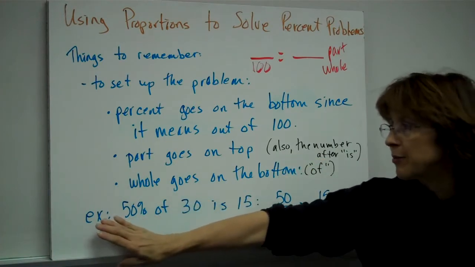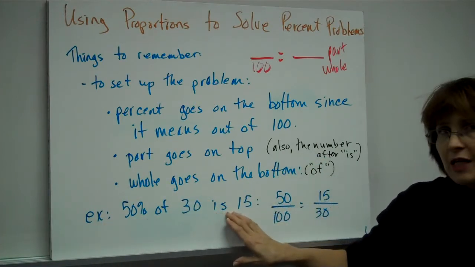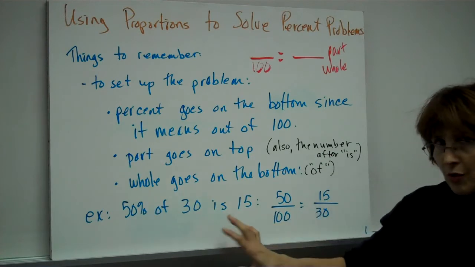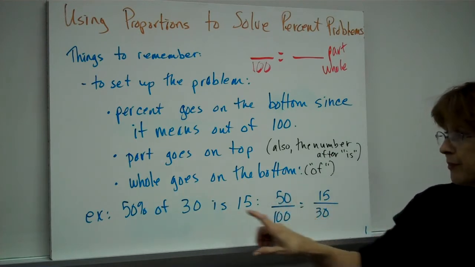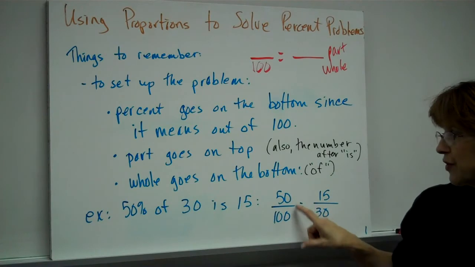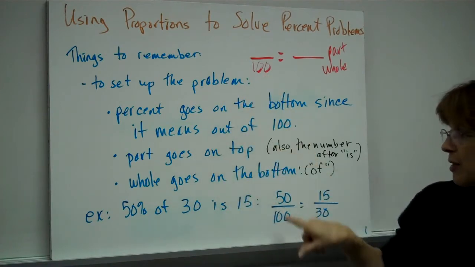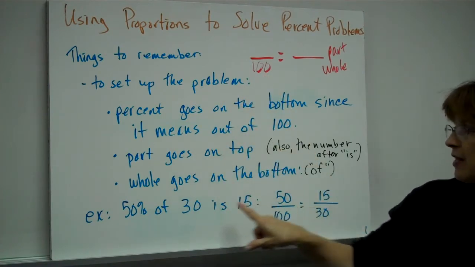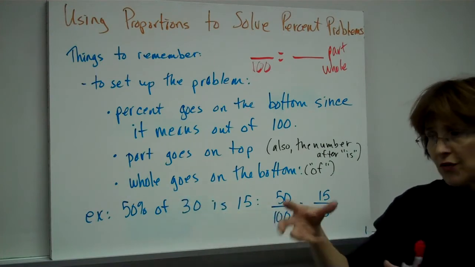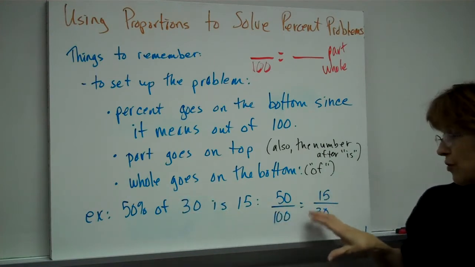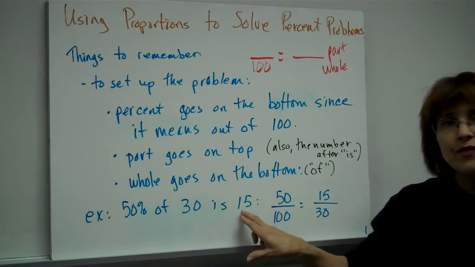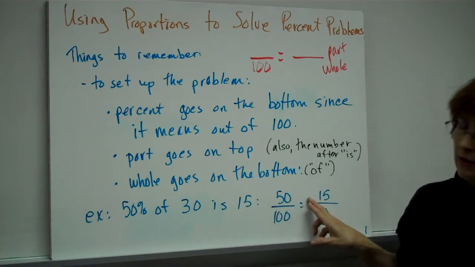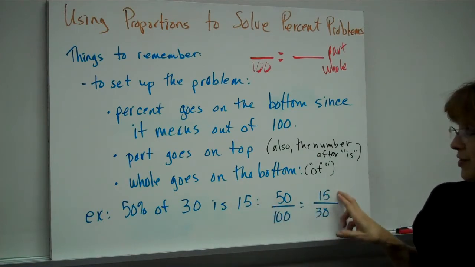But here's one simple example. 50% of 30 is 15. So you've got all these numbers, and we're going to figure out where to put them on our skeleton. So 50% obviously is going to be 50 over 100. Again, the 100 goes on the bottom all the time. Then you see that 30 is the total, because out of 30, like if you had 30 questions, the total would be 30 questions. That would go on the bottom. And then 15 would be the part that hopefully you didn't get right. So 15 is the part.